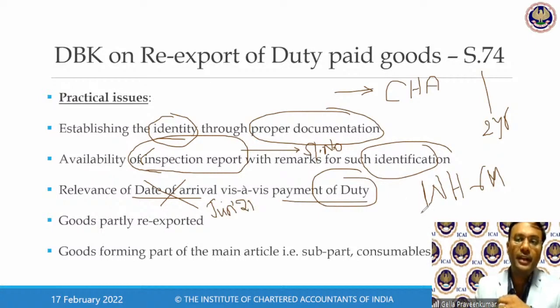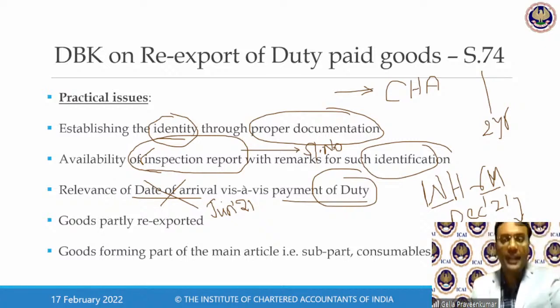I kept in a bonded warehouse for a period of 6 months. Say on December 21, I caused the clearance of goods from the warehouse. So when I have cleared the goods from the warehouse on December 21, I would have paid my customs duty in December 21. So from here, if I have to calculate 2 years, on or before December 23, I have to cause the goods for re-export, not from June 21. This is one point you have to keep in mind.